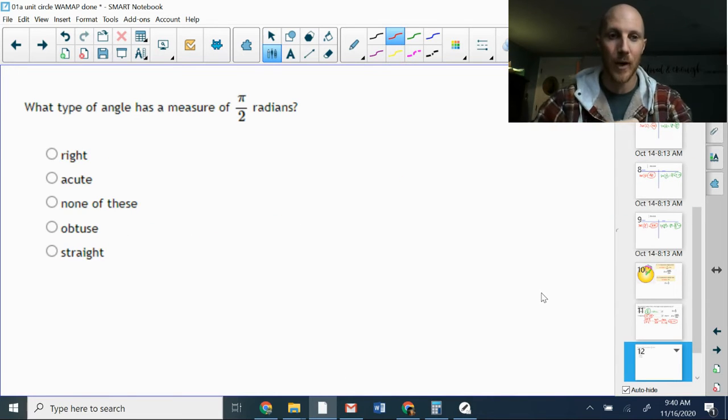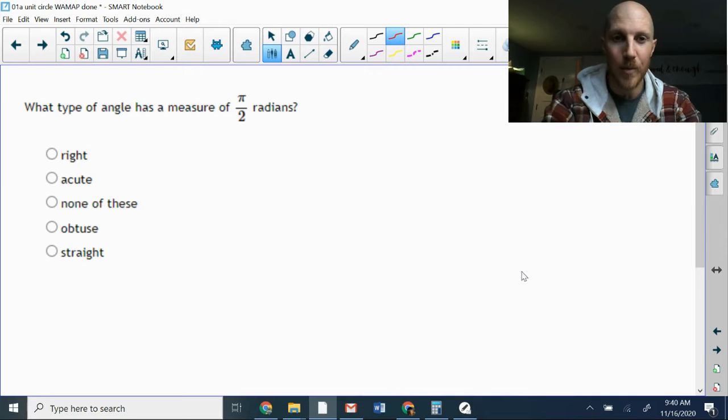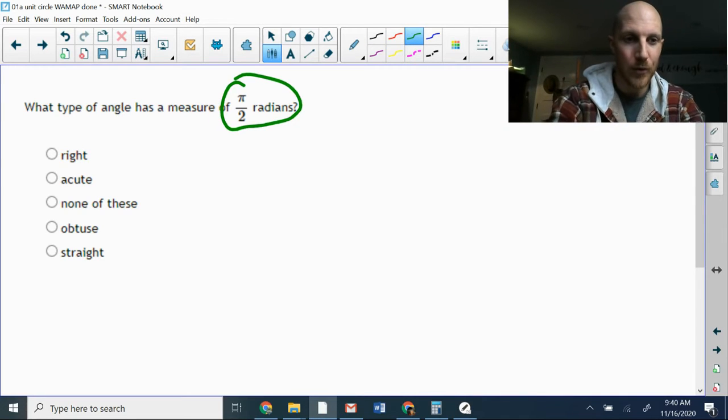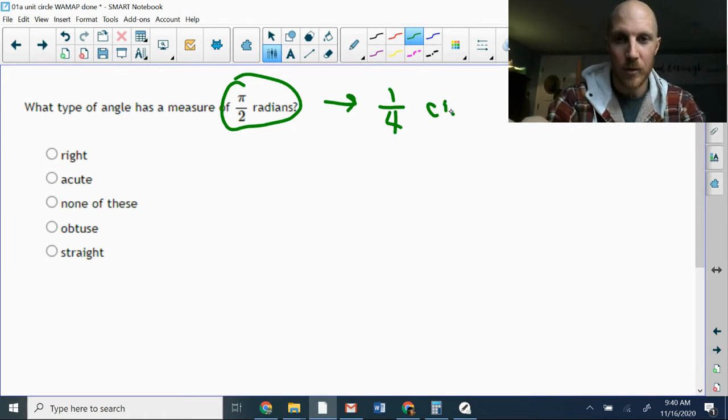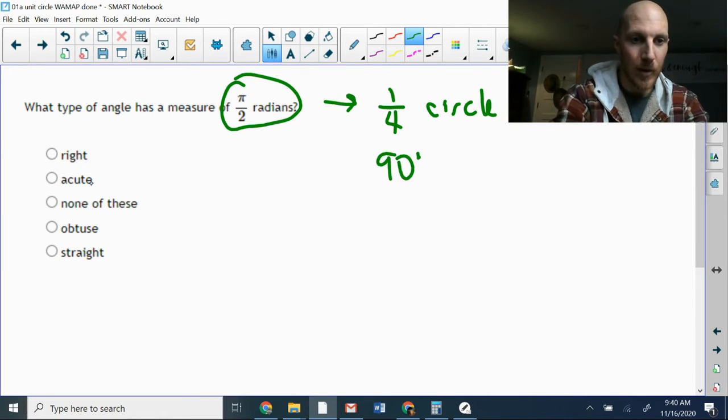Okay, so if I'm going to identify what type of angle has a measure of pi over 2 radians, well, I just found out that pi over 2 is the same as 1/4 of a circle, or 90 degrees. And so this would be a right angle.